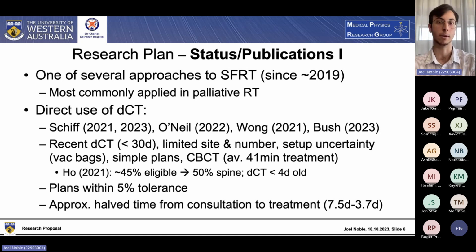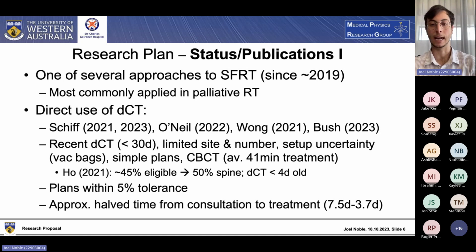Now, a common means of doing SFRT is just directly using the diagnostic CT, and you may ask yourself why any other approach is even considered given this. But what happens here is that there are very strict limitations put on the diagnostic CT, so it needs to be quite recent, no less than 30 days is what most studies reported. In addition, this limits the site and number of lesions that can be treated. So the most common site was the pelvis or the lumbar spine region, and typically only 1 to 2 lesions being treated.